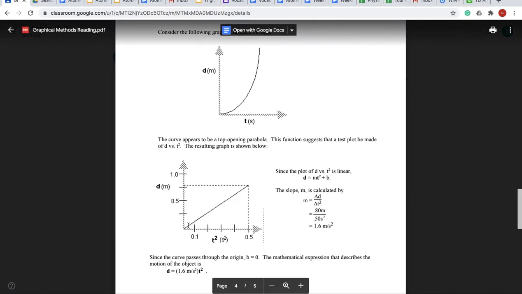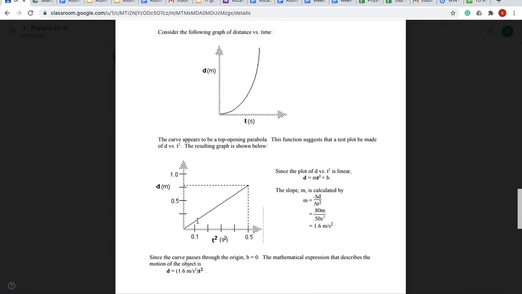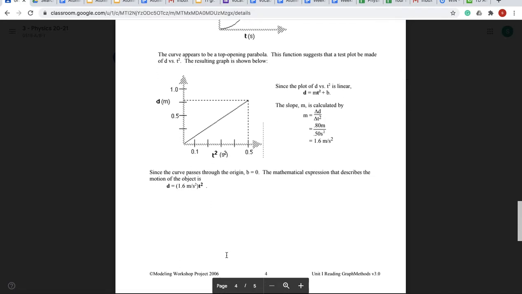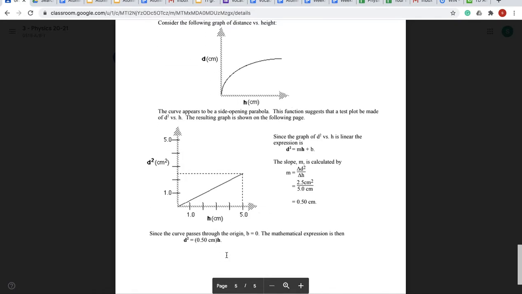We see that the y-intercept is 0 because that's where it crosses the y-axis. It's 0, and so b is equal to 0. So we're left with this equation that it's d equals 1.6 meters per second squared times t squared. Okay, now the graph that we care about for this lab is the next one.